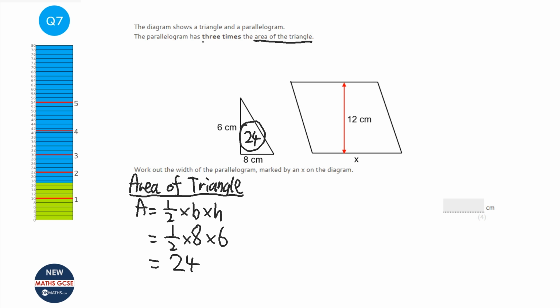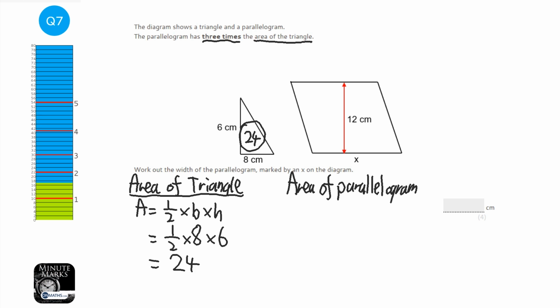And we know that the parallelogram is 3 times the area of the triangle. So the area of parallelogram equals 24, which is the area of the triangle, times by 3. Now I know 25 times 3 is 75, so I can take away 3 from that, it's 72. So equals 72 centimeters squared.